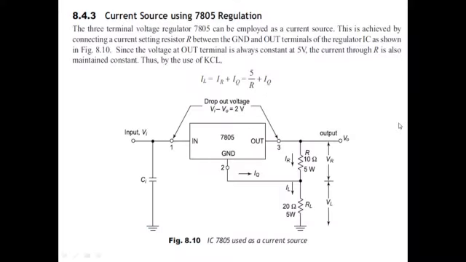Dear students, in this video I am going to explain how the 7805 IC acts as a current source and how boosting can be obtained with the help of this 7805 IC. Current source means the IC is going to deliver some current to the load. The circuit connection of the 7805 IC acting as a current source is given here.